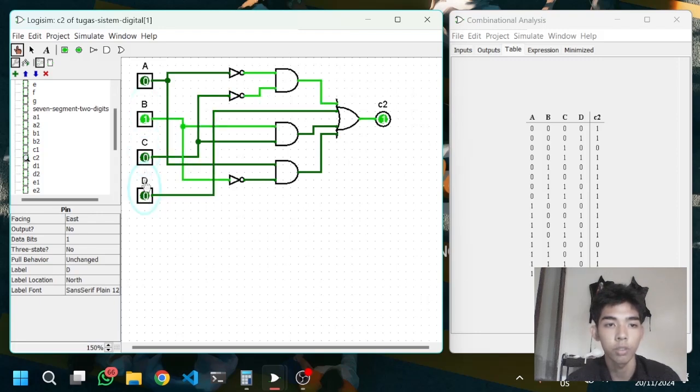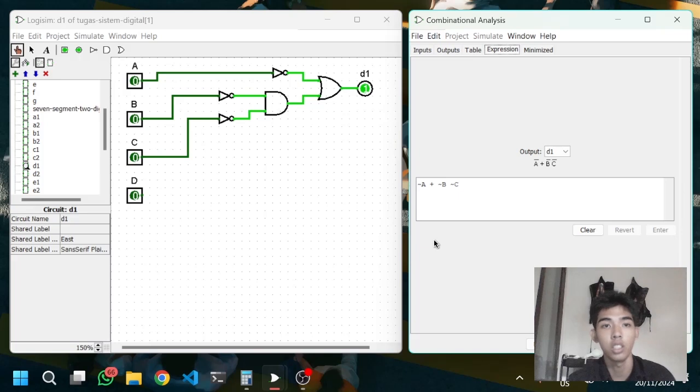4, 5, 6, 7, 8, 9, 10, 11, 12, 13, 14, and 15. You can see 15 here is 1, so this is right. Now let's move on to D1.